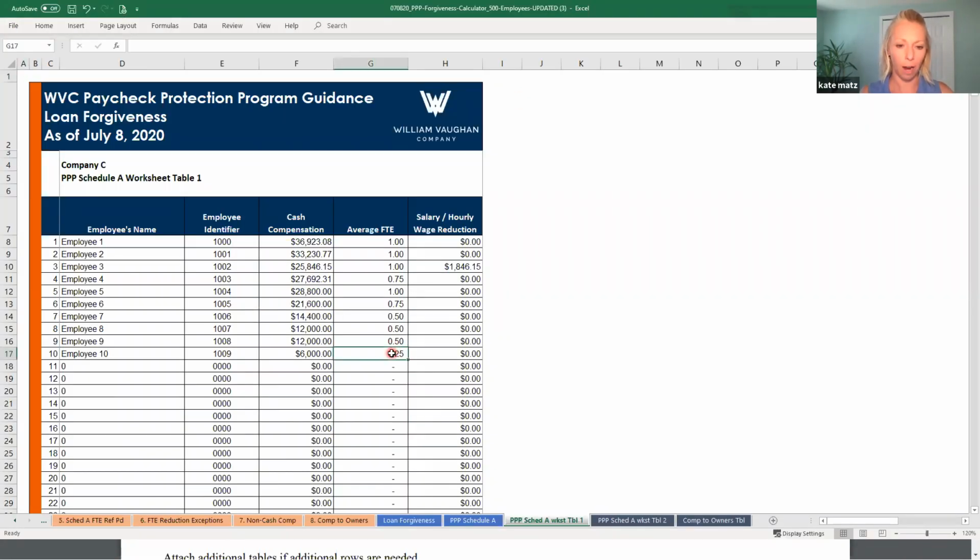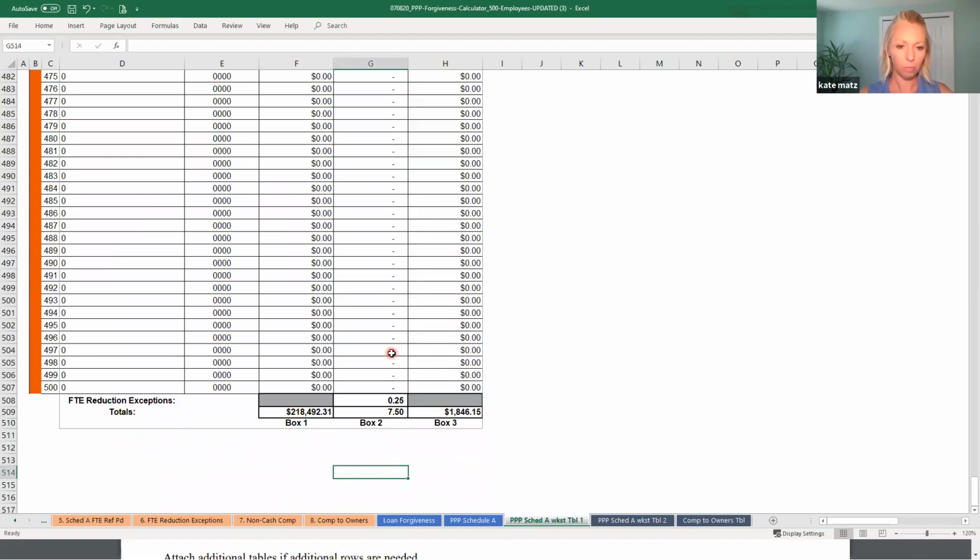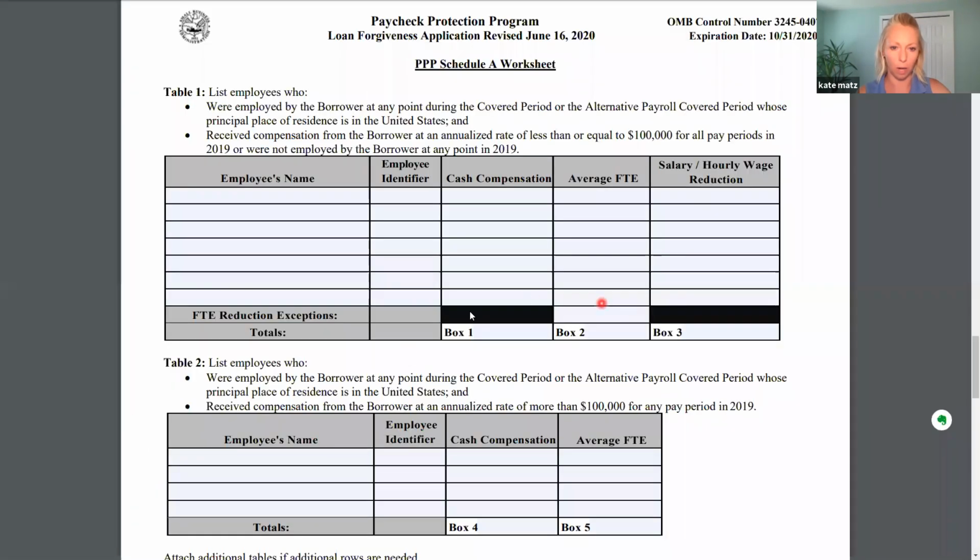Now, if we go to the bottom of this, again, this mirrors just what's on our application. So on this application, we've got this one little box here for FTE reductions or reduction exceptions we get to add back in, and we've got a box 1, 2, and 3 total.